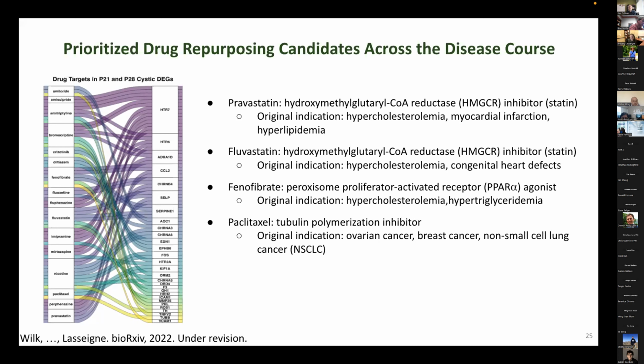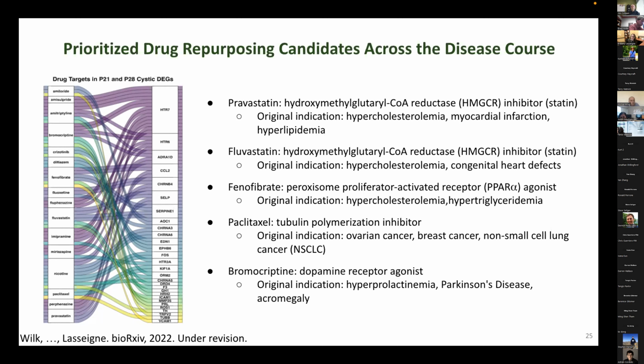Paclitaxel is also one of the drugs that's in our top list. And this is one that's really interesting because of the drug targets that it upregulates, including KIF1A and TUBB, which are both known to be upregulated in different cystic data sets, and it is used in cancer. So I want to call your attention to just one more drug before wrapping this up. And this is one that we don't have a direct connection to PKD, but we can speculate as to why it might be showing up in our analyses.